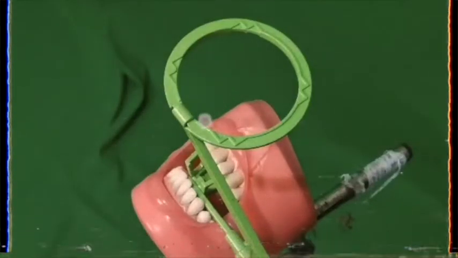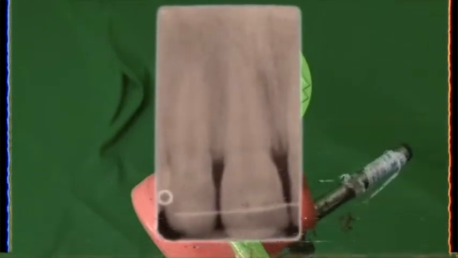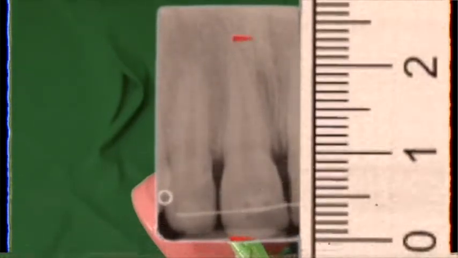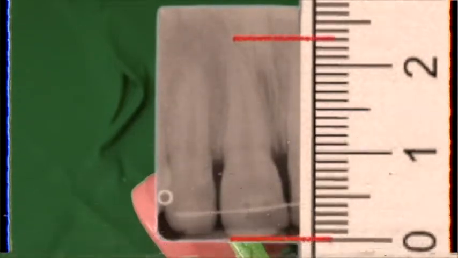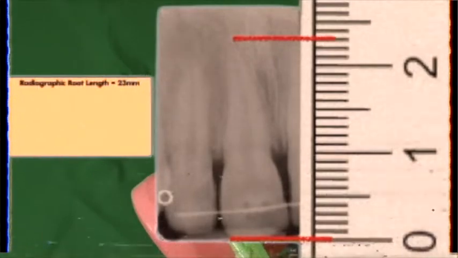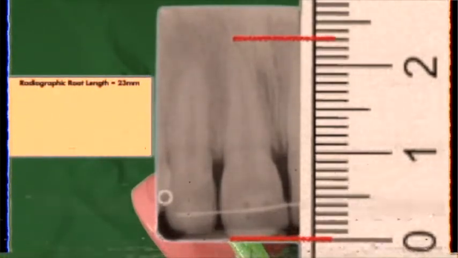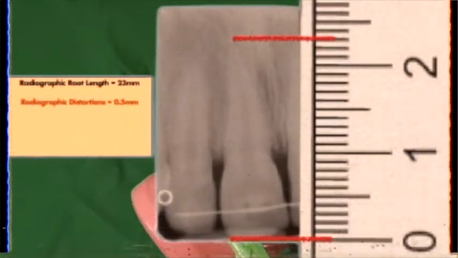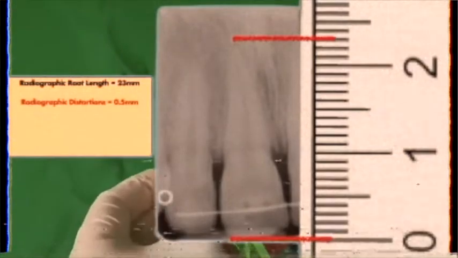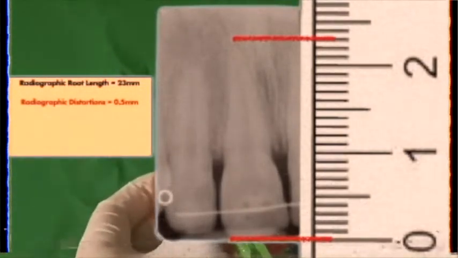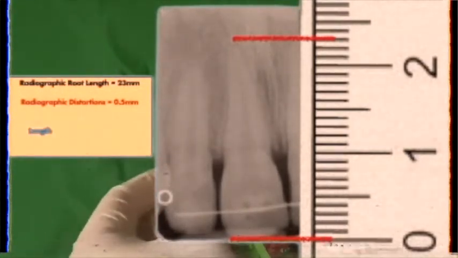Take an X-ray of the tooth to obtain the radiographic length of the tooth. Now, according to our measurements, the radiographic root length is 23 millimeters. Due to the slight inaccuracy of the radiographic films, we will reduce it down to around 0.5 millimeter allowance. We do a simple subtraction of the radiographic distortions to receive our trial working length.